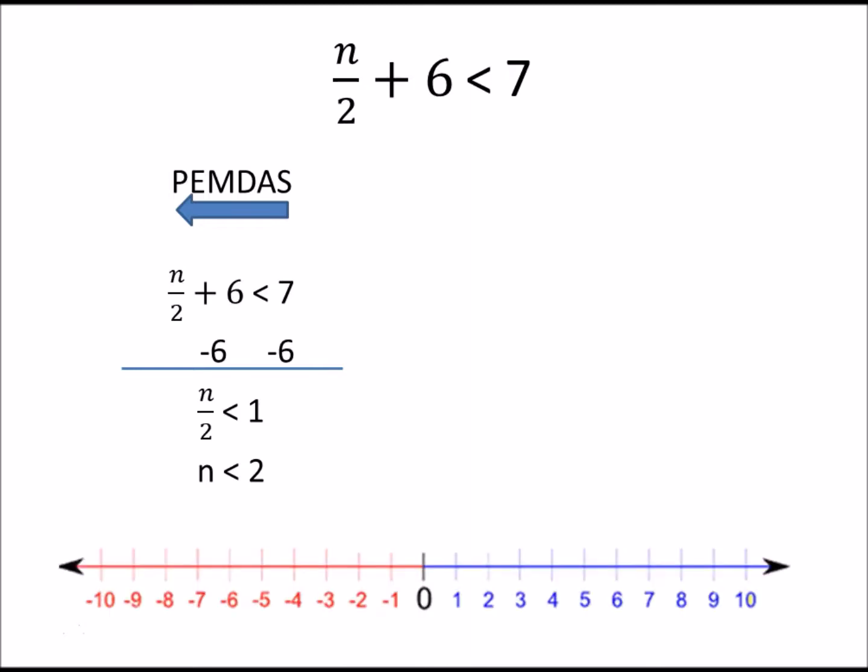On the number line, we're going to go ahead and do an open circle at 2 because there is no equal to sign underneath it. And n is less than, which is to the left side right there. So that is the lesson on inequalities. So your first step is to solve for it. Then after you solve for it, you have to graph it out.